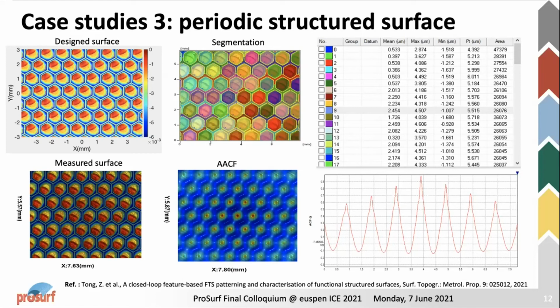We are also using the areal autocorrelation function to analyze the native structure of the pattern. This actually indicates the distributions, for example, the spacing and the pitch value of the pattern of the structure.